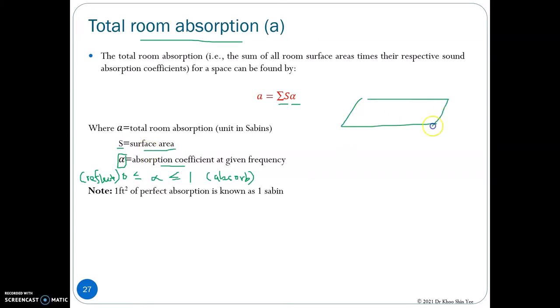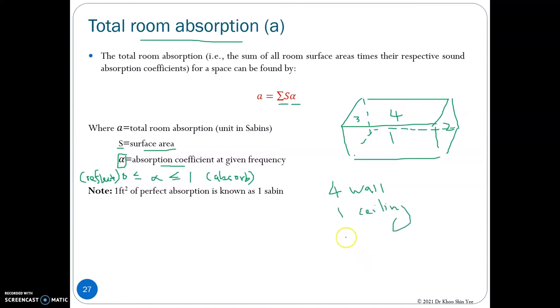For example, imagine we have a rectangular room here. So we have four walls, 1, 2, 3, and 4, and we have one ceiling at the top and one floor at the bottom. So let's say the dimensions of this room are given, which are 50 feet multiplied with 30 feet, and the height is 10 feet.